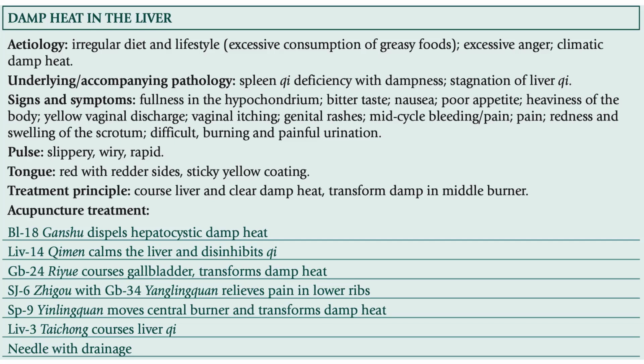Acupuncture treatment: Bladder 18 dispels hepatobiliary damp heat. Liver 14 calms the liver and disinhibits qi. GB 24 courses the gallbladder and transforms damp heat. Sanjiao 6 with GB 34 relieves pain in the lower ribs. Spleen 9 moves the central burner and transforms damp heat. Liver 3 courses liver qi, needle with drainage.